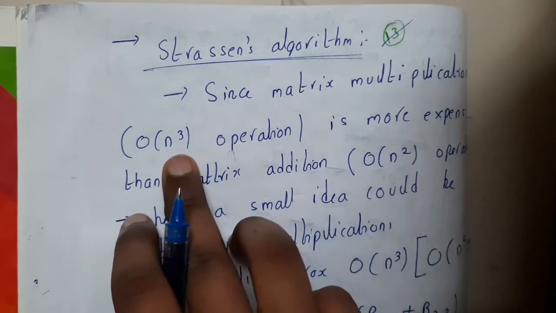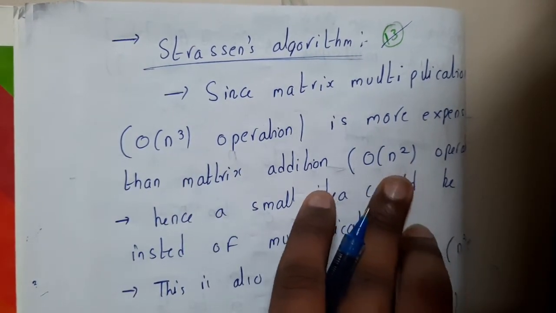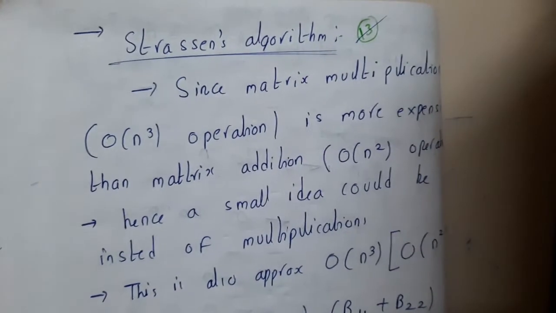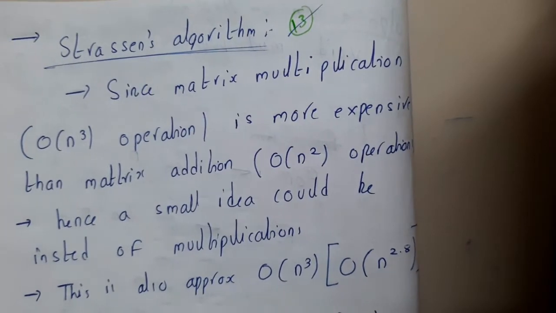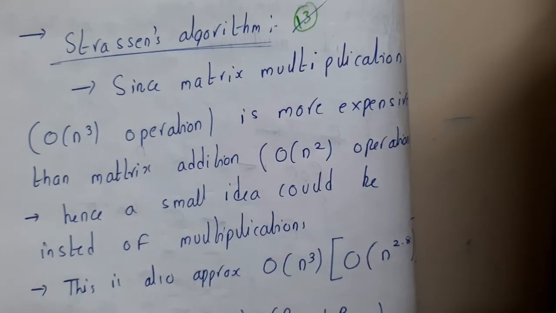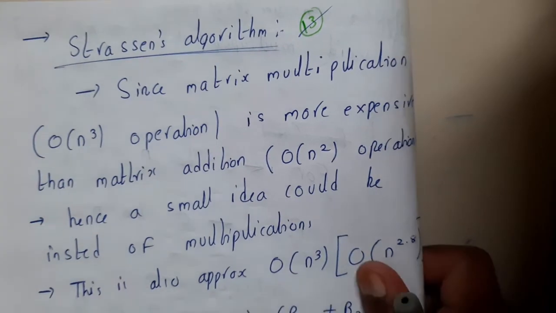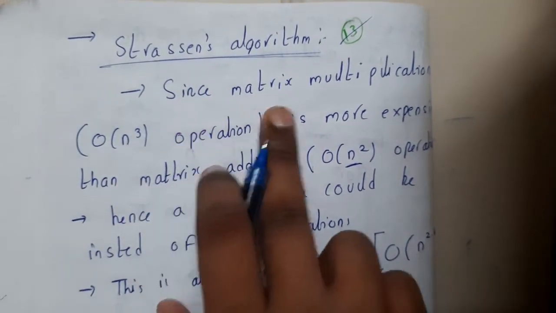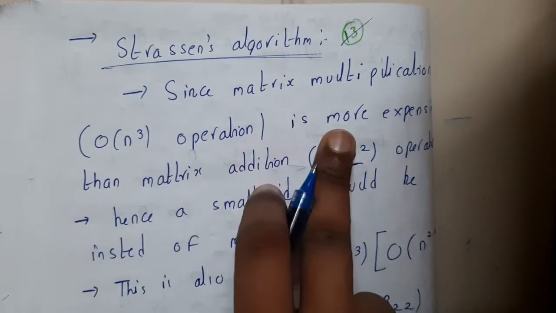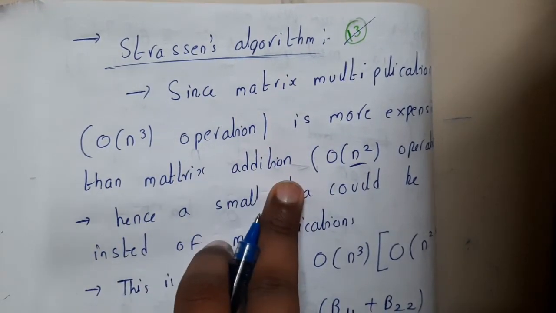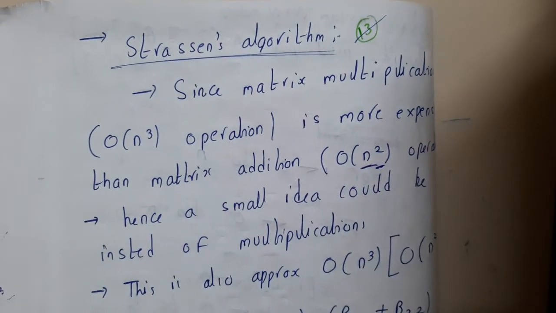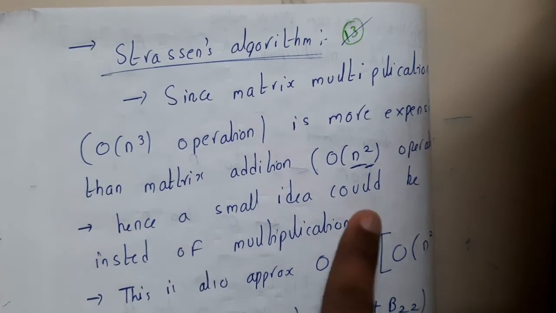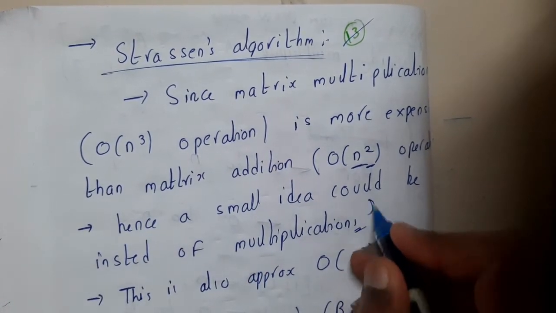Okay, so when compared with big O of n cube, this big O of, sorry, I think his also was approximately equal to big O of n cube only, but with some kind of extension like big O of n^2.8 or something. Big O of n square is nothing but for addition. Sorry guys, I didn't observe it properly. Since matrix multiplication, big O of n cube, is more expensive than matrix addition, addition normally takes big O of n square.